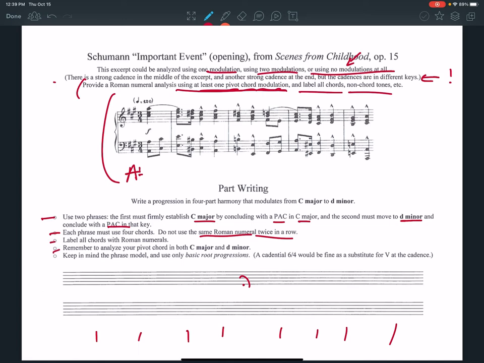Label all your Roman numerals. Remember to analyze your pivot chord in both C and D minor, right? That's where it's shifting. And keep in mind the phrase model and use only basic root progressions. A cadential 6/4 would be fine as a substitute for the cadence.